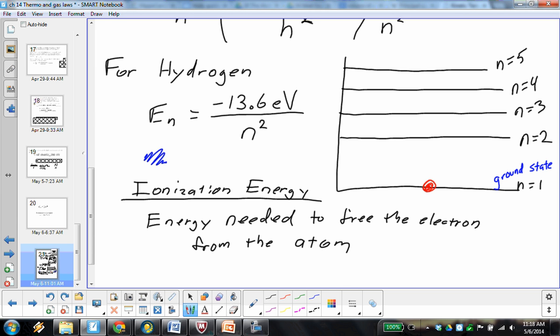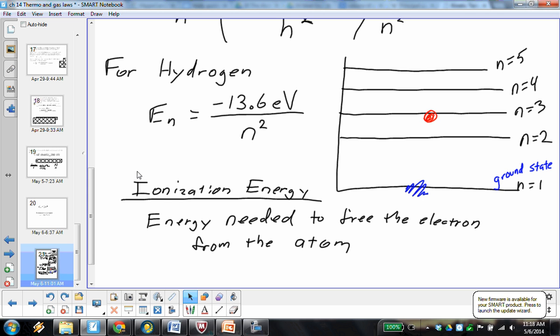So let's say, for example, that this photon comes in. This photon comes in, and it's some sort of very high energy photon. It hits this electron and bumps it up a couple of energy levels. Then this thing comes in, hits it, and then it's gone. It's left the atom completely. The amount of energy that this photon had, the amount of energy it needed to make that happen, is known as the ionization energy.